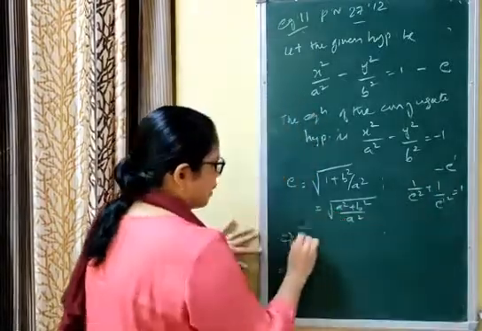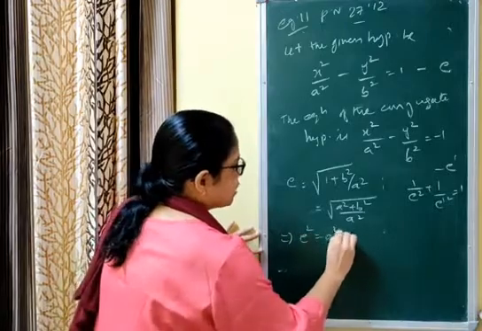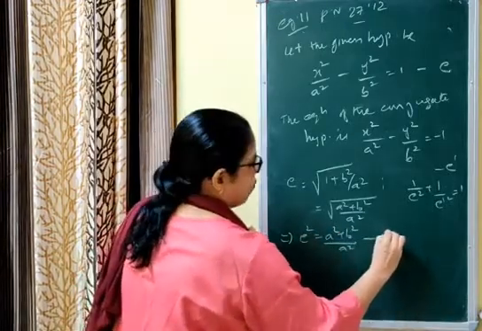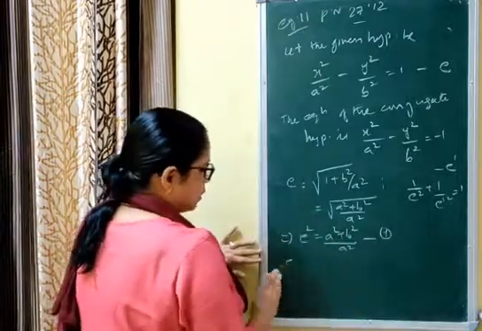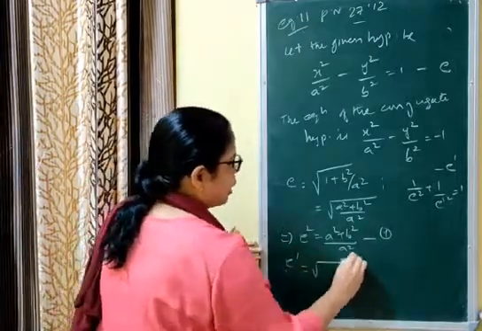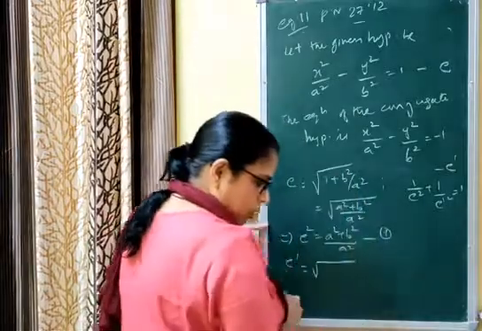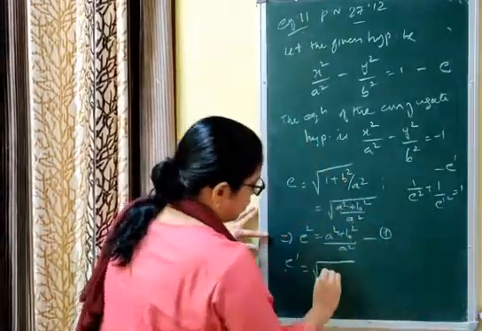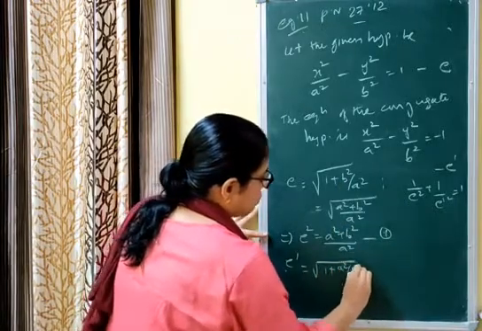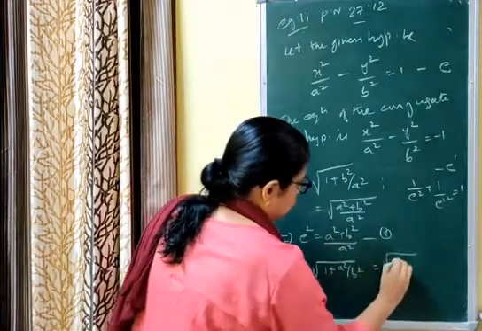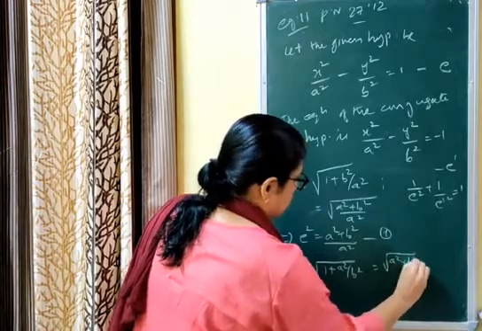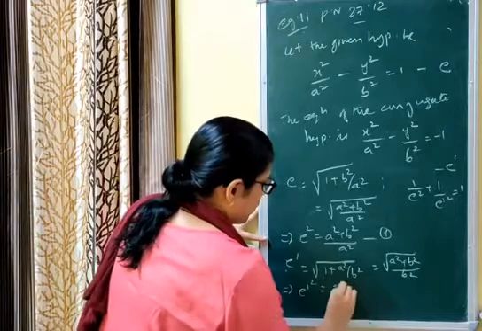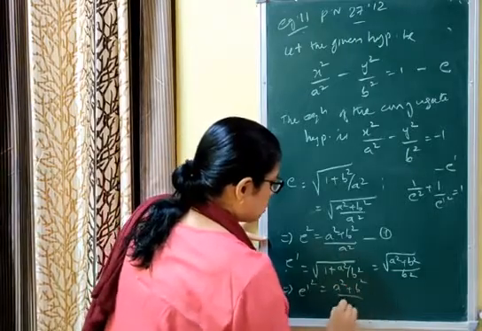So you have to take the square. e square is equal to a square plus b square upon a square. This is equation number 1. Now e dash is the eccentricity of the conjugate hyperbola, so a and b will get interchanged. It becomes 1 plus a square by b square, that is under root of a square plus b square upon b square. Therefore e dash square is equal to a square plus b square upon b square.